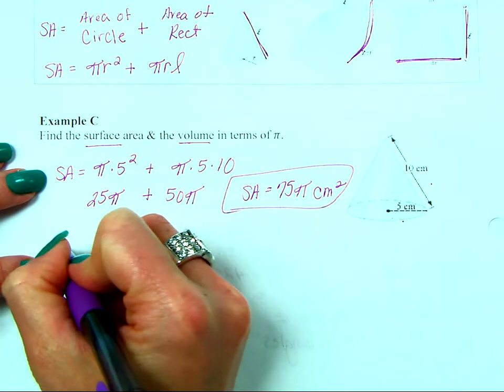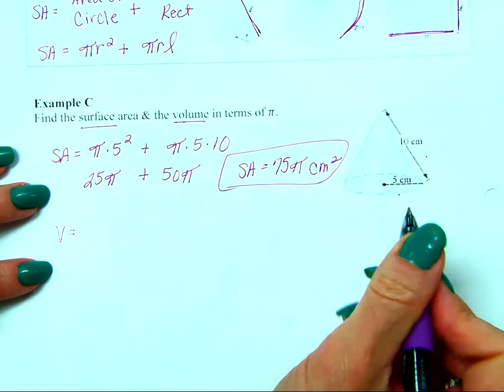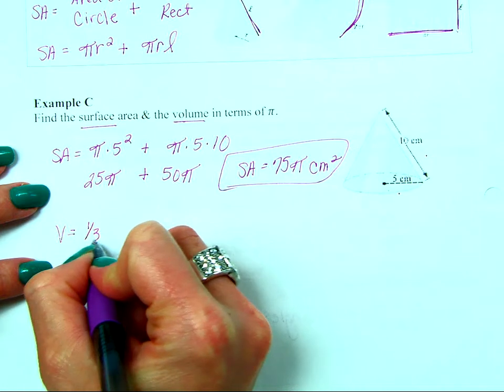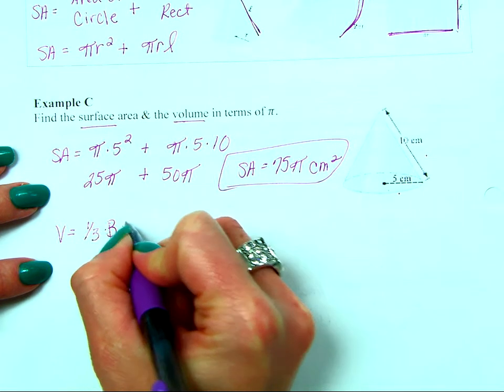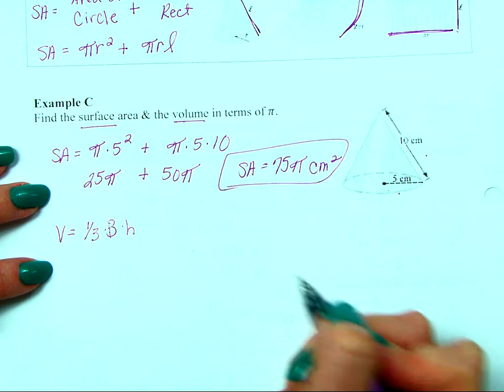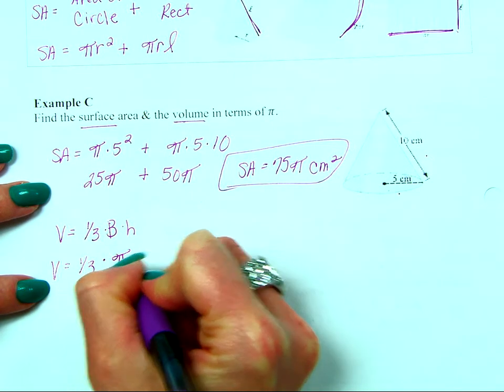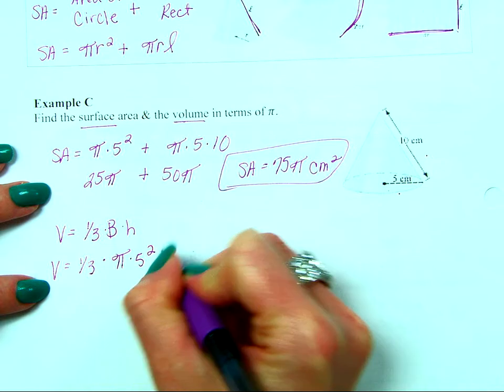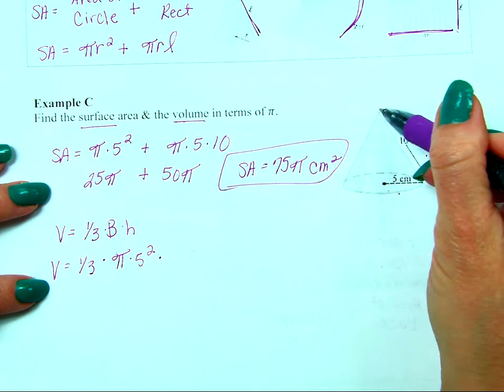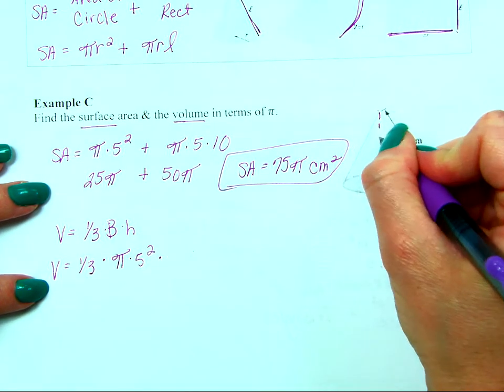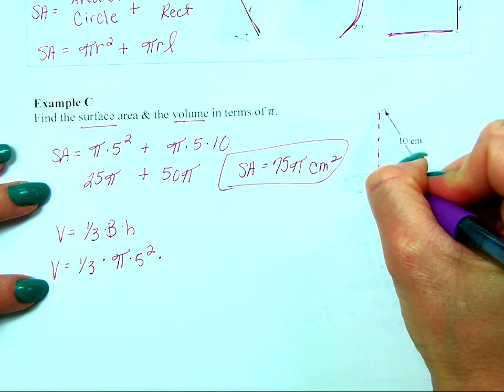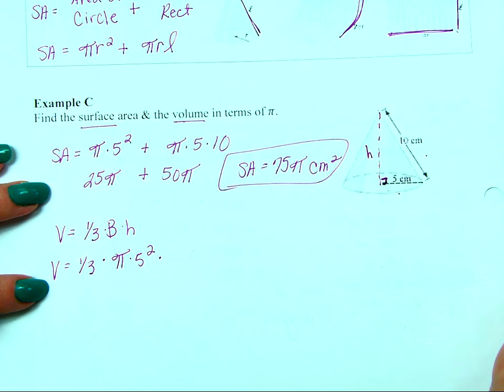The volume is going to be a little different. Thinking back to volume, because this is a cone, we need 1/3 area of the base times the height. Well, we know that our base is a circle, pi r squared. The height of my cone actually is not 10. The 10 would be the slant height, but the height would be this dotted line right down through the center. I don't have that information at this point, but I could go ahead and calculate it using the Pythagorean theorem.